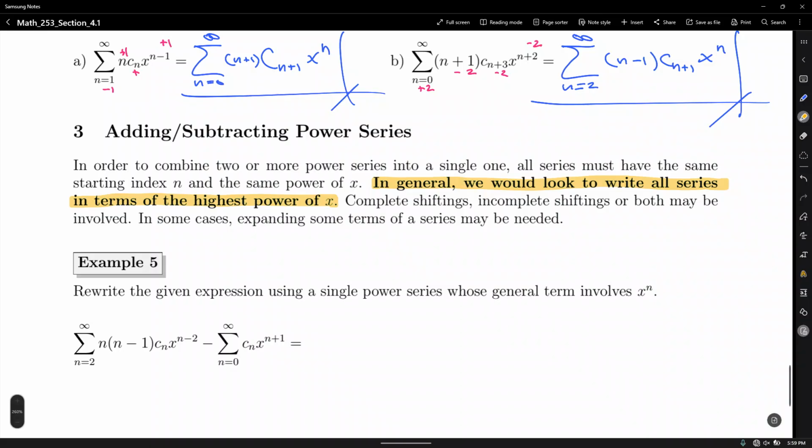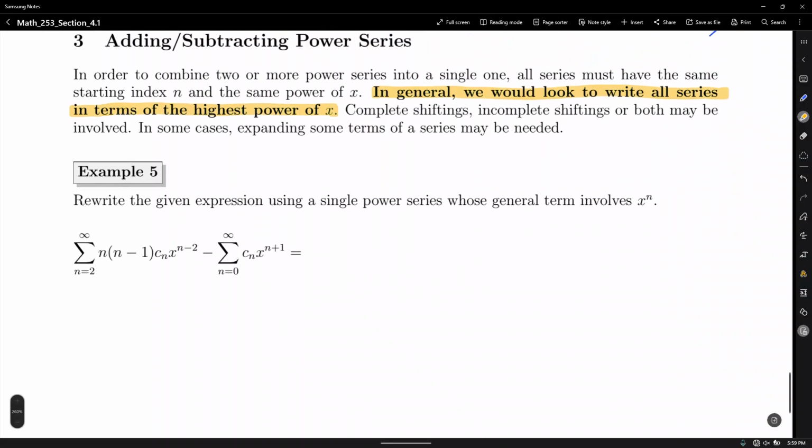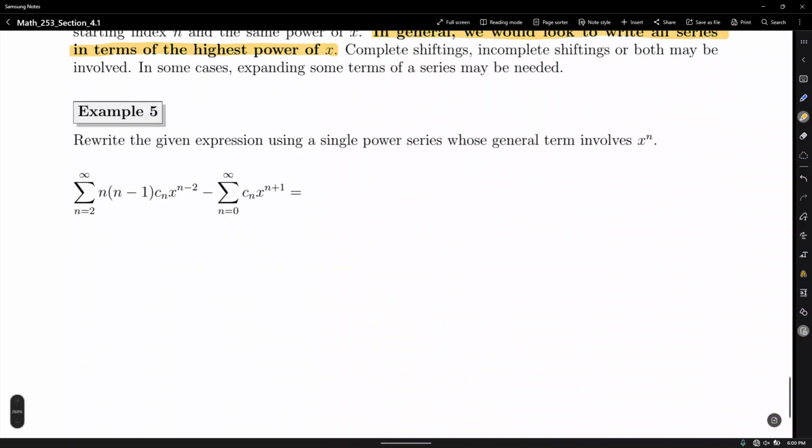So, example number 5 for the section: sigma n equals 2 to infinity of n times n minus 1 c sub n x to the n minus 2, minus sigma n equals 0 to infinity of c sub n x to the n minus 1. Actually, there are a few strategies to go about this one. I'm not gonna lie, but let me follow the one I have in my notes because it's a combination of pretty much everything here.